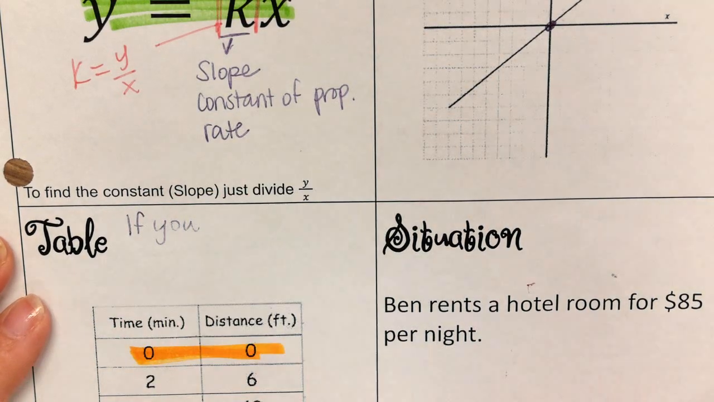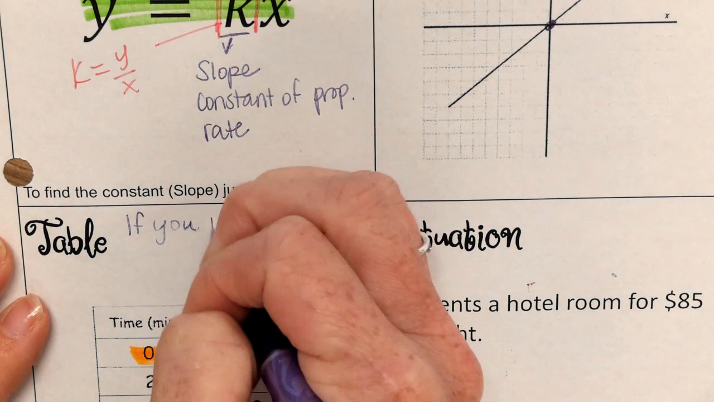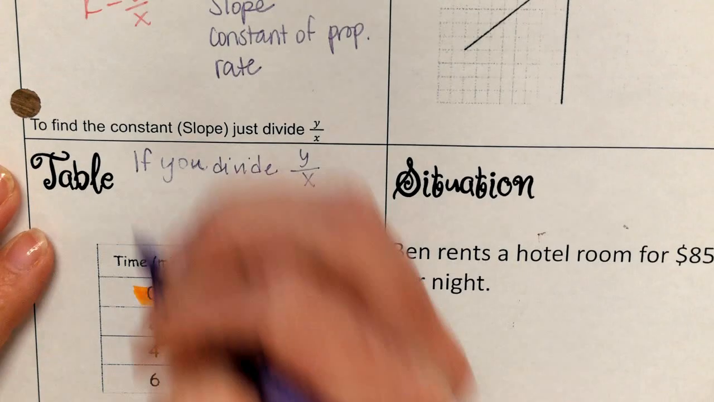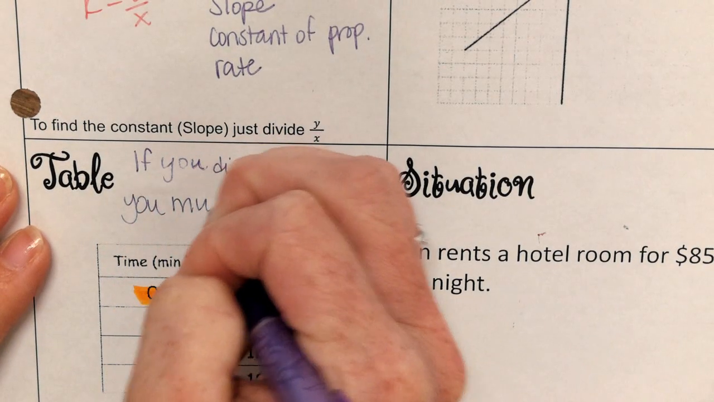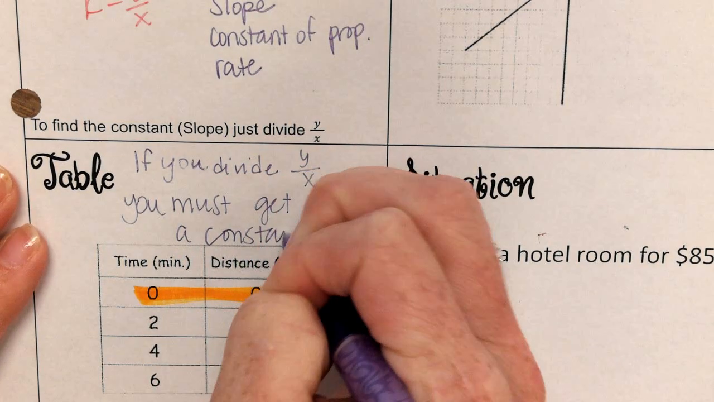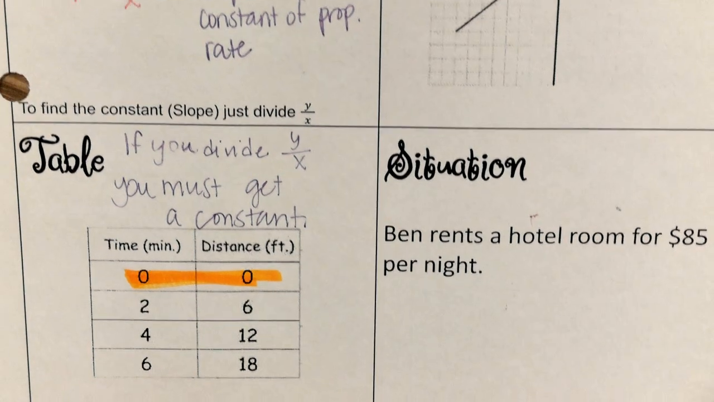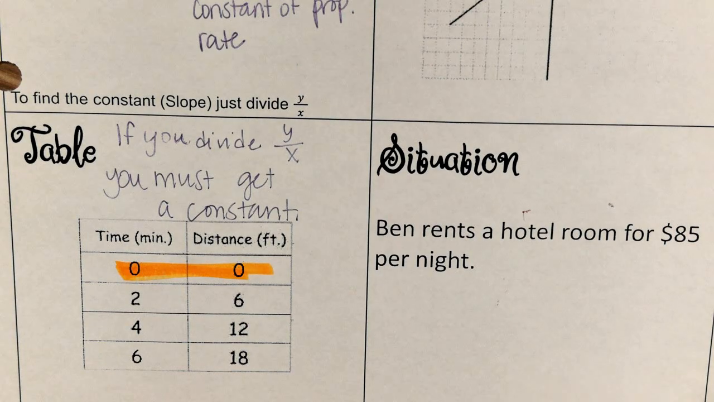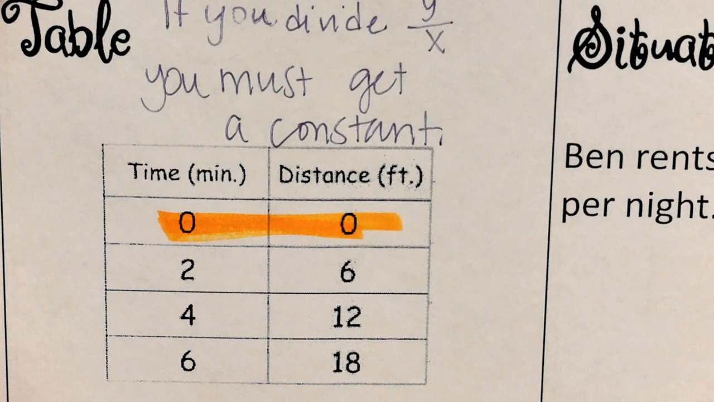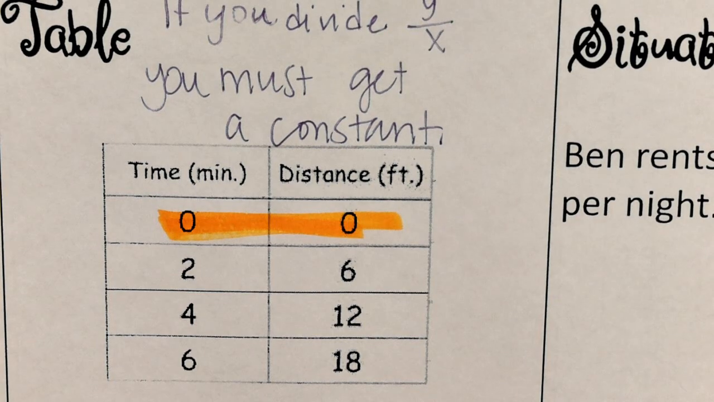If you divide y over x, you must get a constant answer. Now again, this only tells you if it's proportional. If you divide y over x, you must get the same answer, a constant answer.